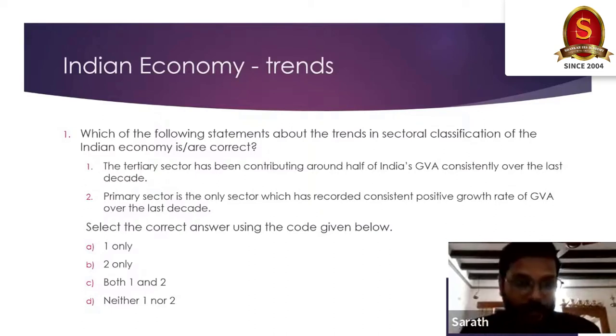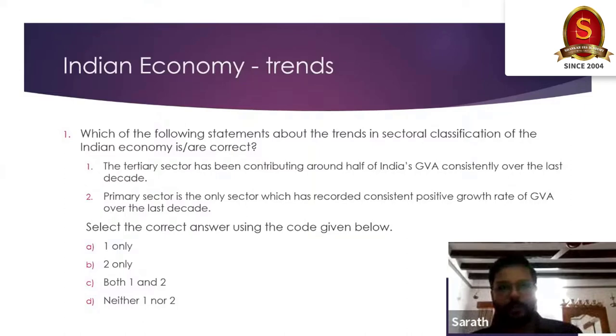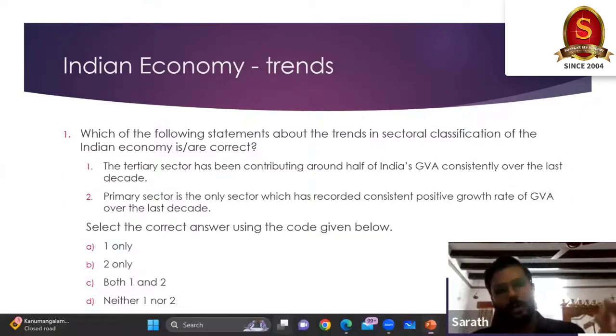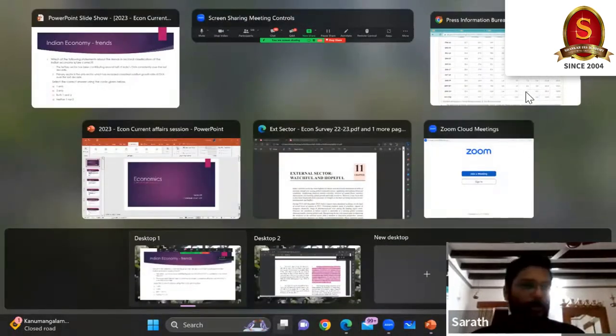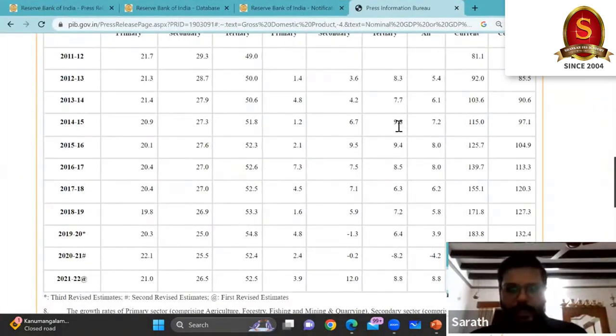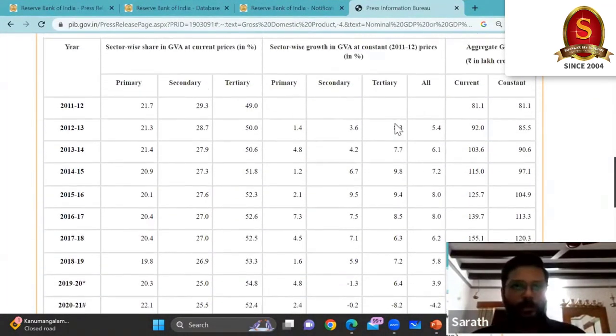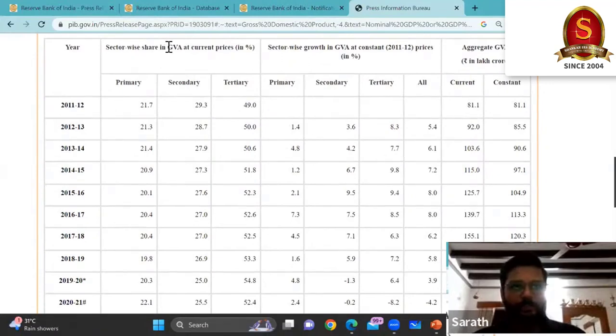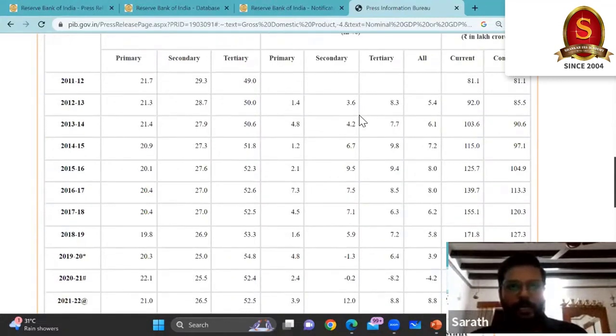Yes, there is a second part that comes in, which I didn't address. I'm sorry about that. The statement is that the primary sector is the only sector which has recorded a consistent positive growth rate of GVA. That is something that needs addressing as well. The data necessary for that is over here, the second set of columns. The first one is the sector-wise share in GVA, but the second statement is with respect to growth in GVA. Now, when it comes to growth in GVA, take a look at it.